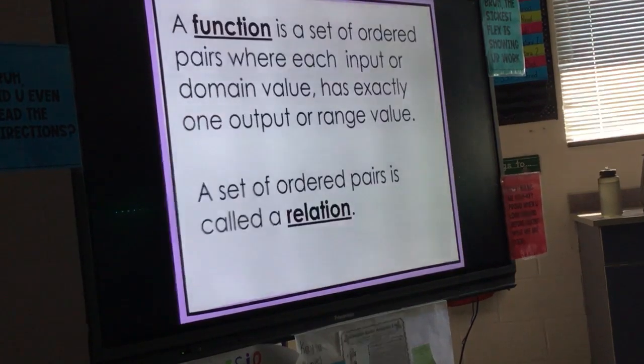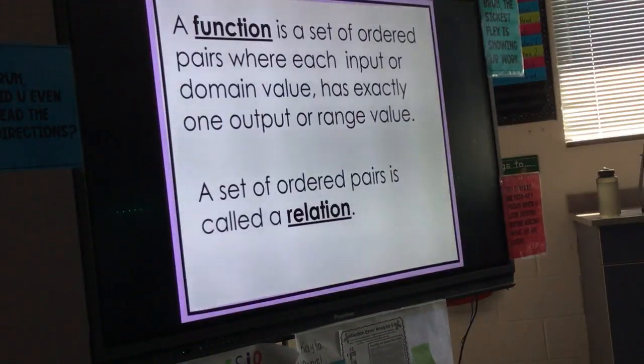All right. So remember, a function is a set of ordered pairs where each input or domain value has exactly one output or range value. That is actually the second fill in the blank, not the first. So on your paper, this is where you're filling in the blanks. So it's not the first one, this is the second one. So a function essentially has one input to get one output. A relation is a set of ordered pairs, okay? So your ordered pairs is your relation.